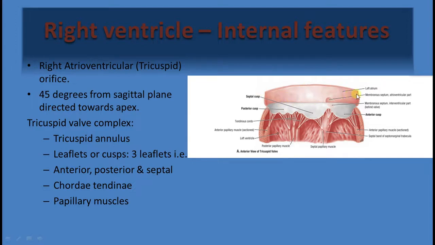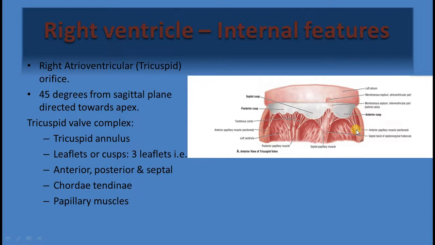the tricuspid annulus. Then we have the three cusps or leaflets. Then chordae tendineae attached to these leaflets. One end of the chordae tendineae is attached to these leaflets, and the other end is attached to the papillary muscles. So the tricuspid valve complex is made up of the tricuspid annulus, leaflets, chordae tendineae and the papillary muscles.